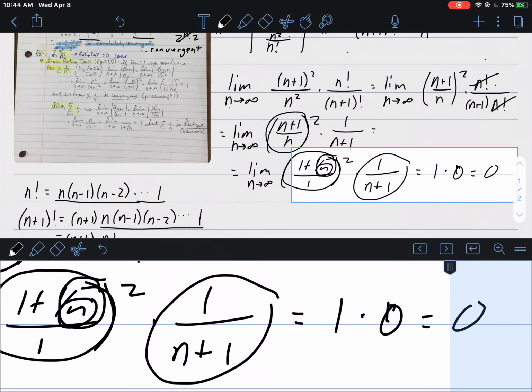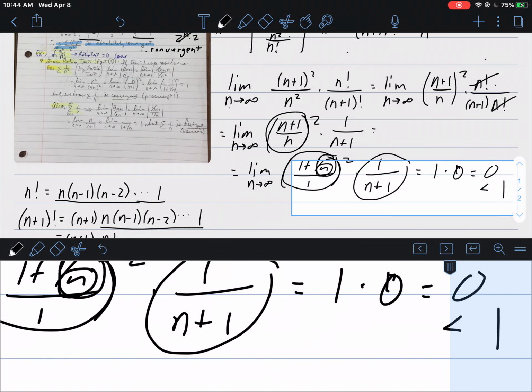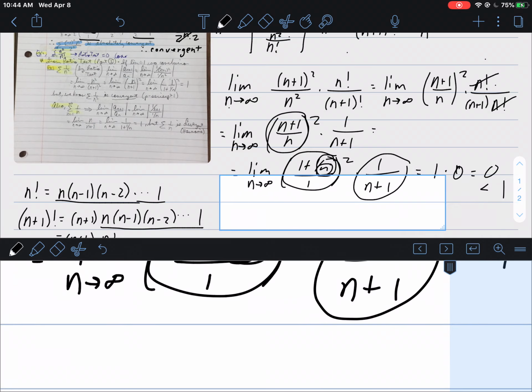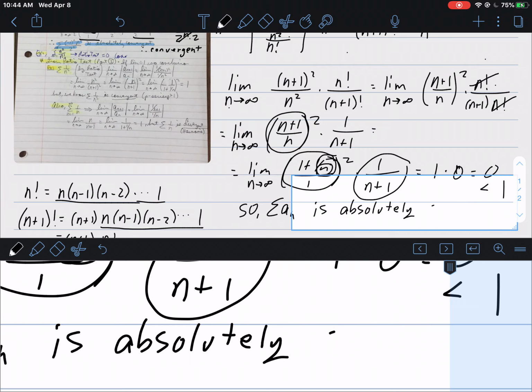So here's where I said, again, be careful of how you interpret. What does the fact that that's 0 tell me? Well, it's a constant less than 1. And since it is a constant less than 1, then our series is absolutely convergent and therefore convergent. So I'm just going to say the sum of a sub n, our original series, is absolutely convergent, therefore convergent.